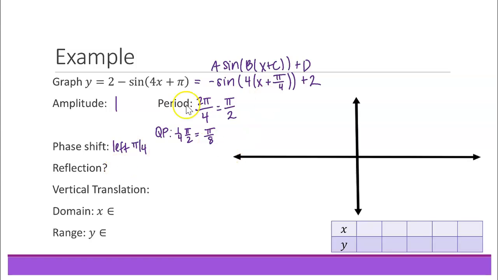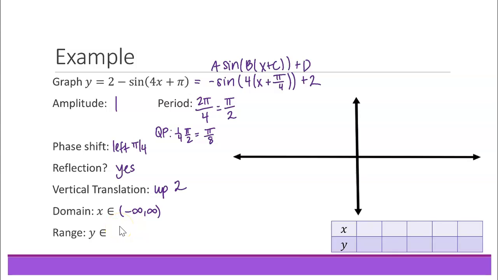Is there a reflection? Yes, there is. There's a negative in front of the sine function. Vertical translation, there is one. My whole graph will move up 2. And for domain and range, we can identify the domain. The domain of any sine or cosine function is all real numbers, negative infinity to infinity, but we'll go ahead and hold off on the range until we look at our final graph.